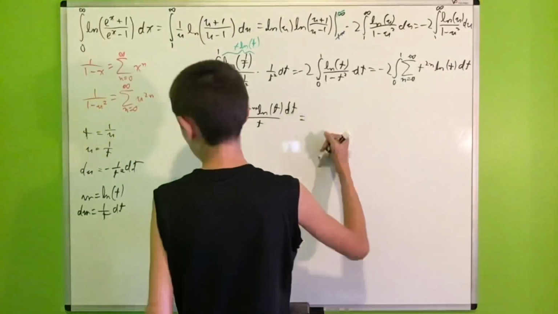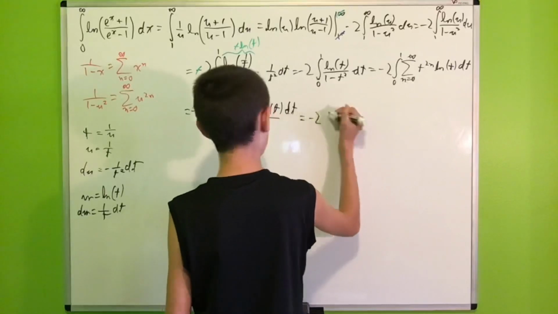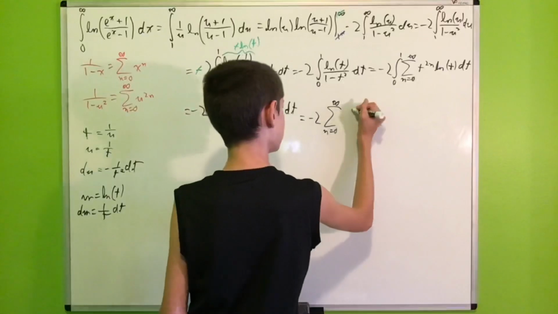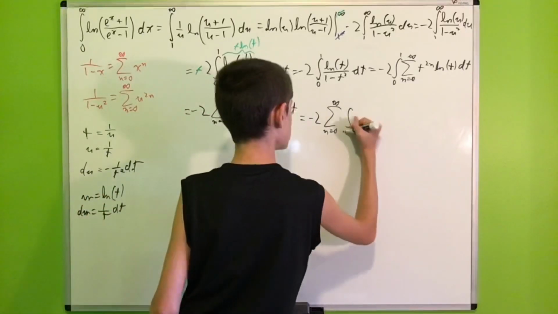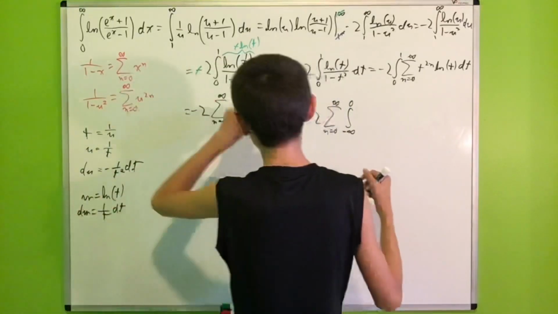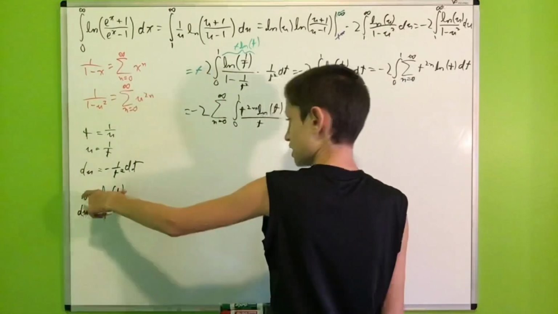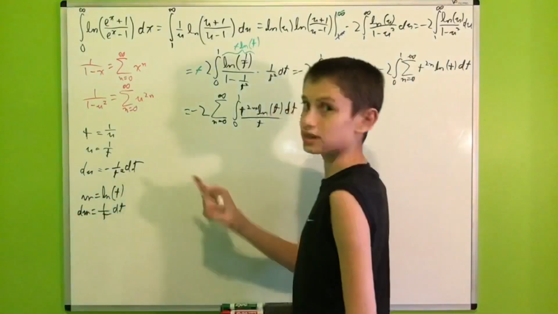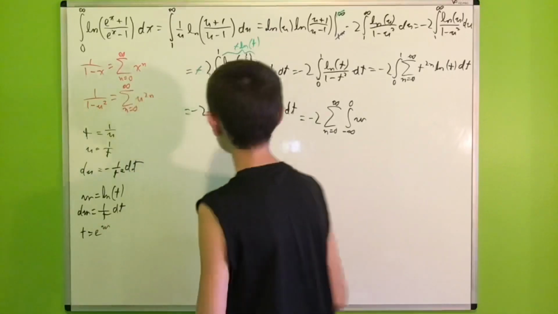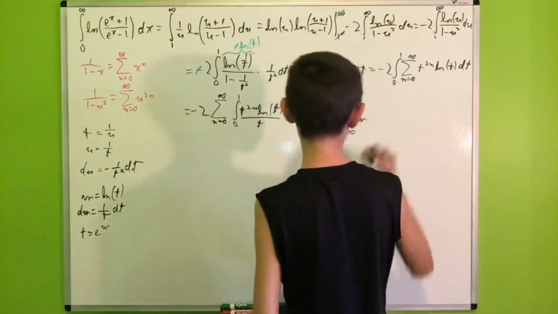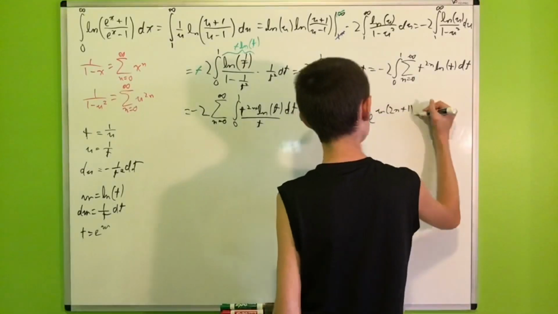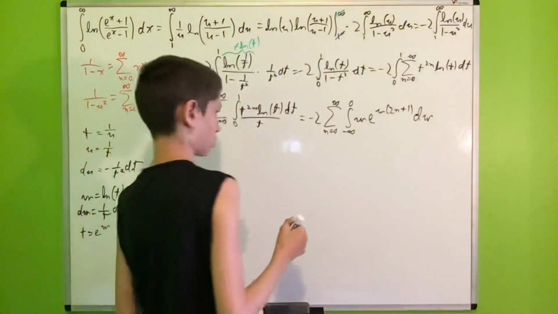So plugging everything in, we get negative 2 times the infinite series from 0 to infinity, integral from, okay, natural log of 0 is negative infinity, natural log of 1 is 0, and then we get our w because of our natural log of t. If we take a look at this equation right here and take the exponential on both sides, we get t is equal to e to the w, so we can just substitute this in and use exponent properties to get e to the w times 2n plus 1 with respect to w.